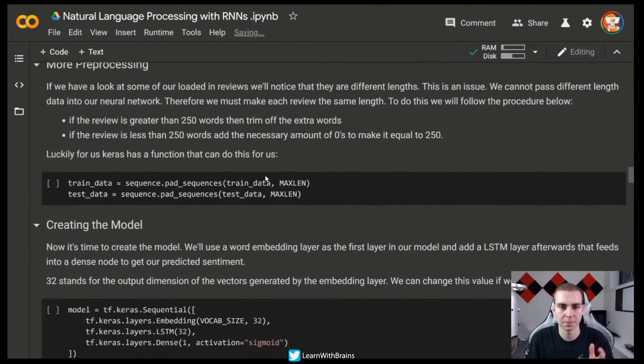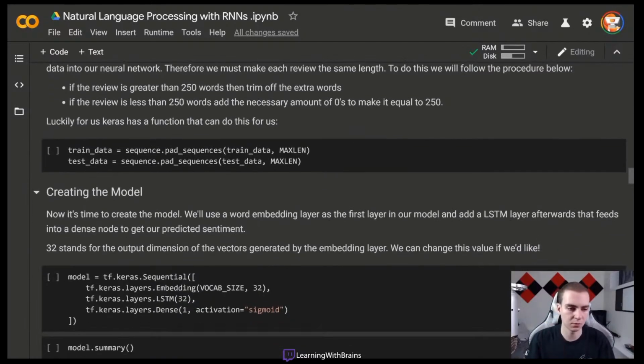So in this case, I believe we're actually going to pad to the left side, which means that say we have a review of length 200, we're going to add 50 blank words, which we'll represent with the index 0, to the left side of the review to make it the necessary length. So that's good. We'll do that.